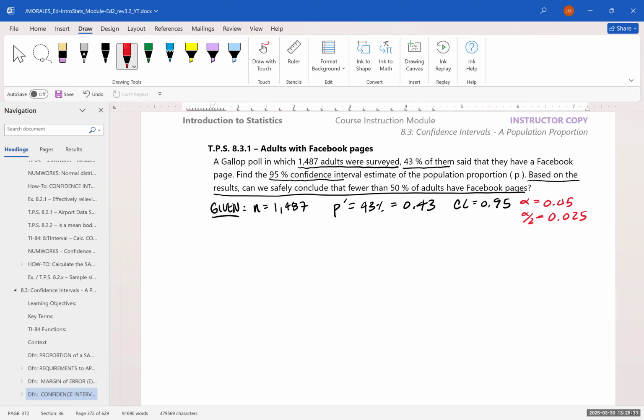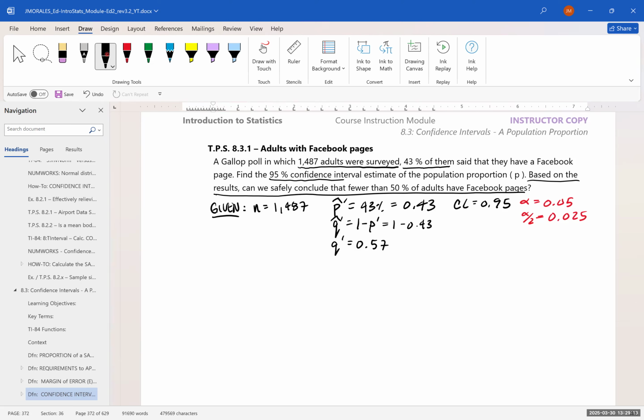All right. So I guess one thing we could calculate here really quickly is, we have P prime, we're going to need Q prime, which is 1 minus P prime. And remember, your calculator is probably going to use hat. Okay, it means the same thing. So 1 minus 0.43 is going to give us a proportion of failures of 0.57.